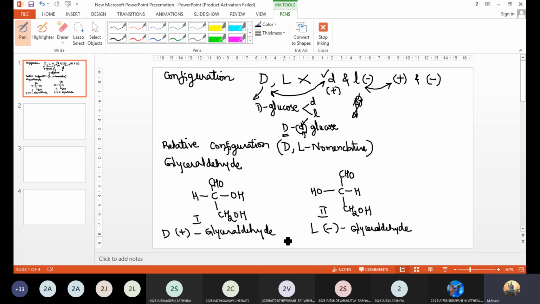This type of convention, the D and L convention, you mostly see in the case of carbohydrates, especially the sugars. Now, any compound that can be prepared or converted to D-glyceraldehyde will always belong to the D series. Similarly, a compound that can be prepared from or converted into L-glyceraldehyde will belong to the L series.